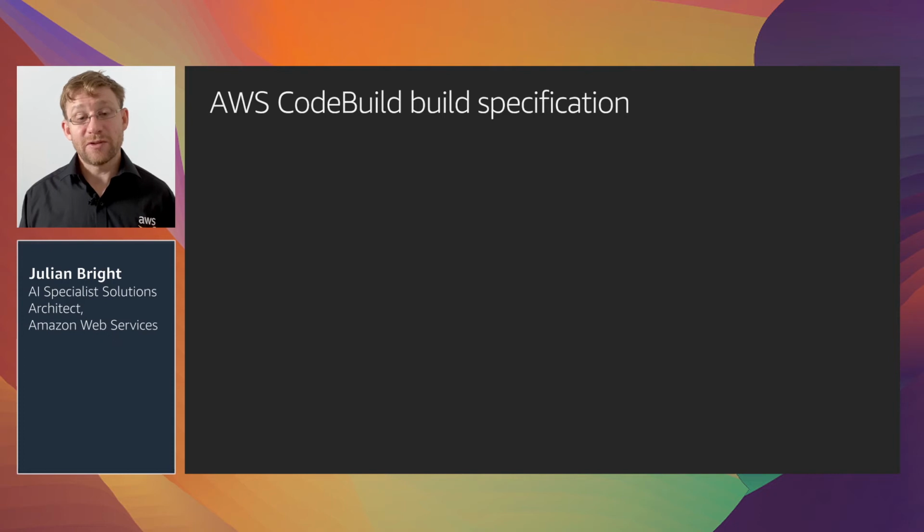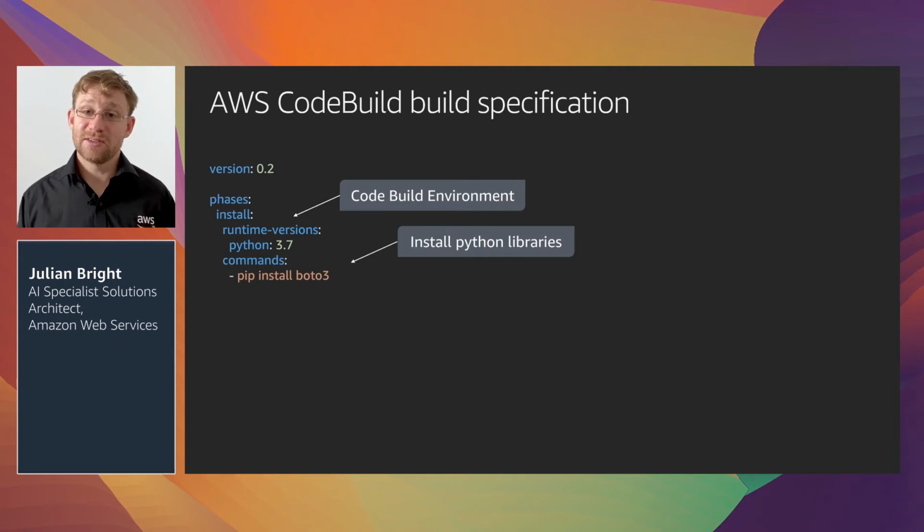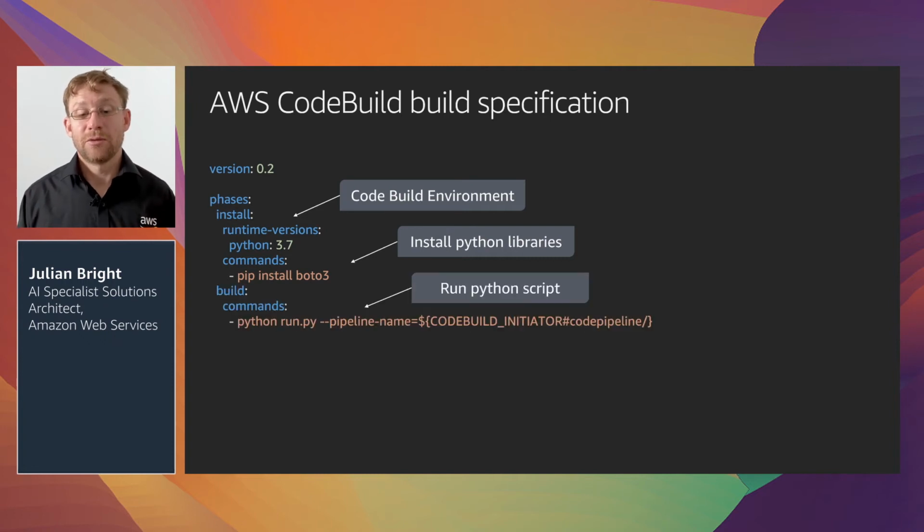The CodeBuild specification I'm showing you here is what is used to kick off that initial build artifact step. So in particular, we reference an environment that we're looking to use, so Python. We install some libraries here. This is a simple YAML file. We run the Python script that is going to create our artifacts, in this case, some CloudFormation templates.